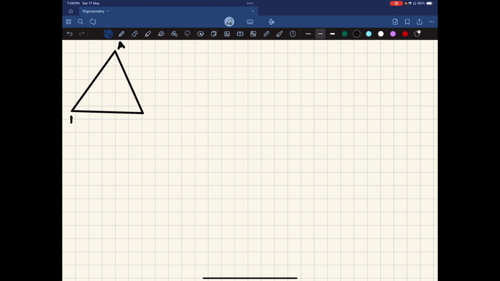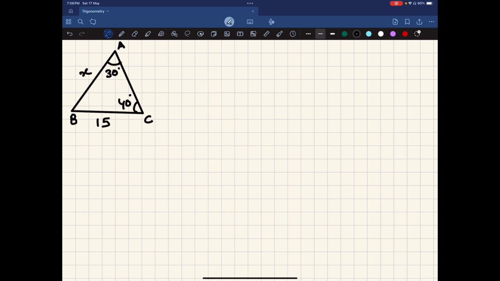So this is A, B, C. This is 30 degrees, this is 40 degrees, this is X, and this is 15 centimeters, okay? And you need to find the value of X. This is going to be probably a 3-mark question, okay? So you need to show full working in order to achieve those 3 marks.